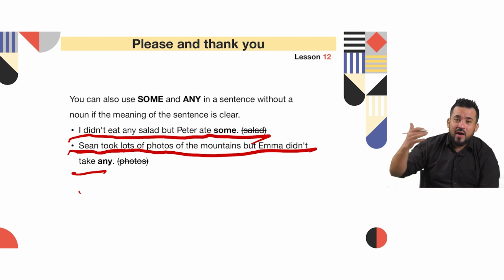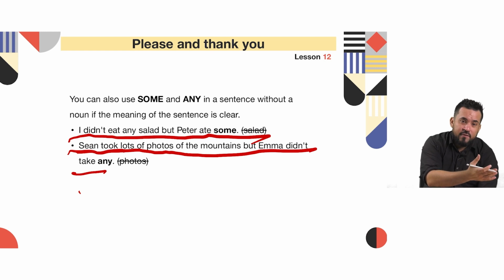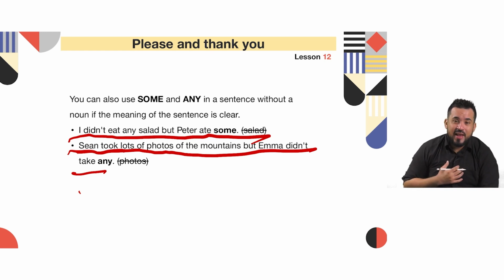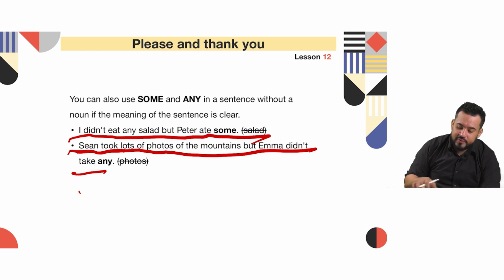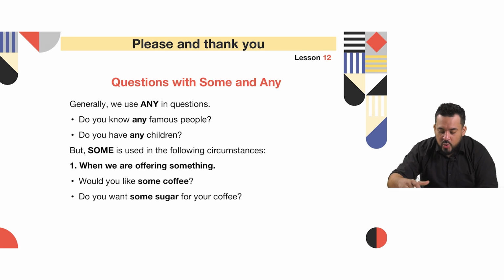We don't say she took a lot of pictures of the mountains and I didn't take any pictures of the mountain. We don't need to make the sentence longer. It just sounds boring, so we just skip the noun at the end. Now, questions with some and any.